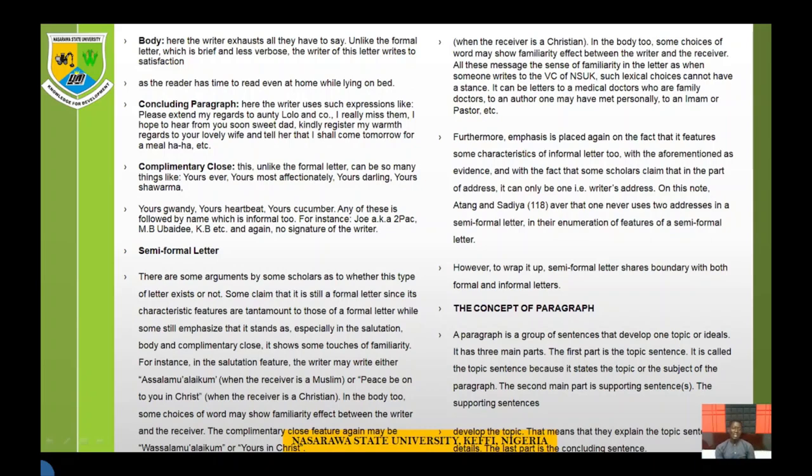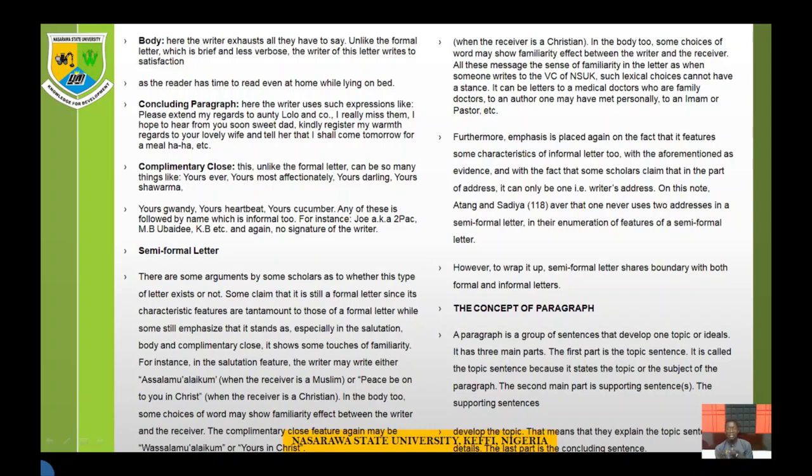You can use assalamu alaikum or peace be upon to you in Christ. You see, this is just to signal you that there is something maybe commonly shared between the writer and the receiver. So for this, we don't call it completely formal and we don't call it completely informal, because still there are some things to be maintained, because the person is not your biological relation and the rest. Okay, now furthermore, emphasis is placed again on the fact that it features some characteristics of informal letter too, as I've already mentioned, and I have given you this example.